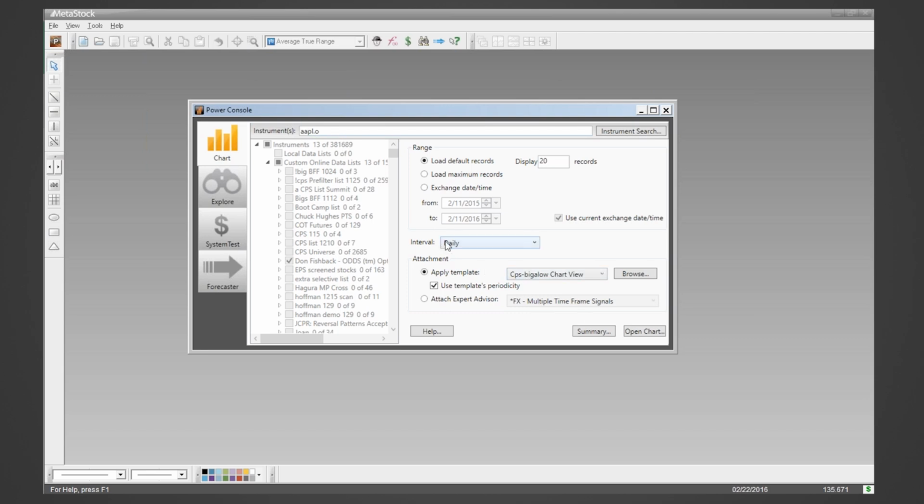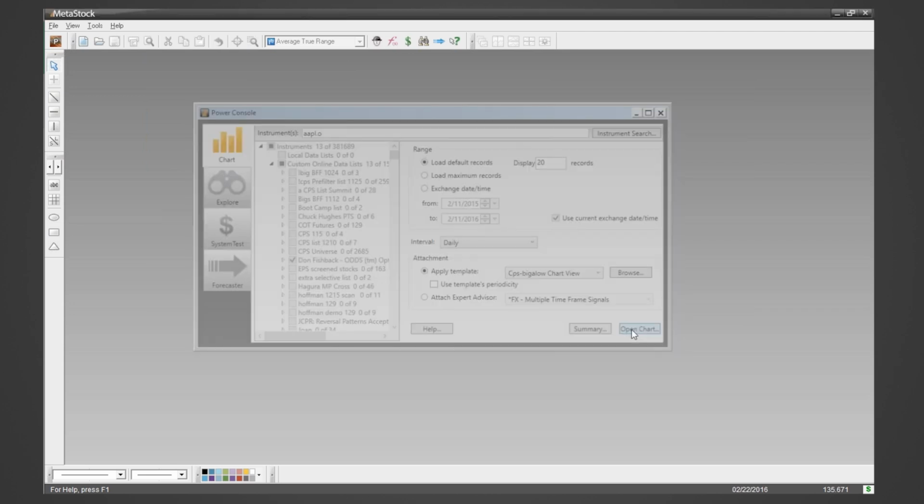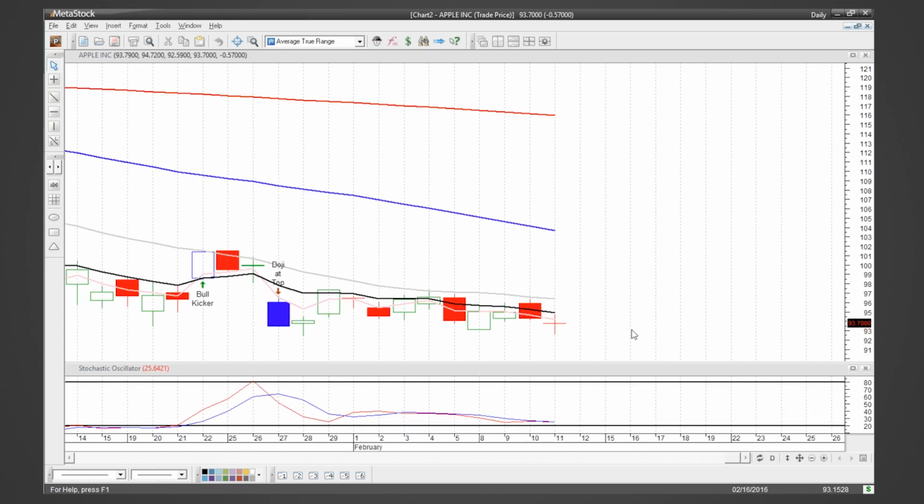We're going to do a daily chart. Okay, we're going to do Apple, and we're going to use the CPS Bigalow chart view. And that quickly, I can go ahead and open up a chart of Apple. It's going to show us all of the moving averages Steve uses, and it's going to annotate any of the patterns that we see. So I had that list of the 21 or 22 different patterns that are identified in the exploration.